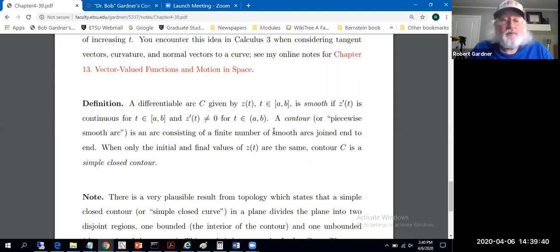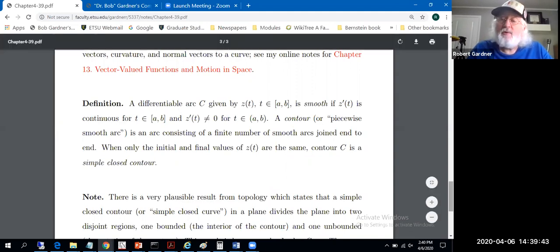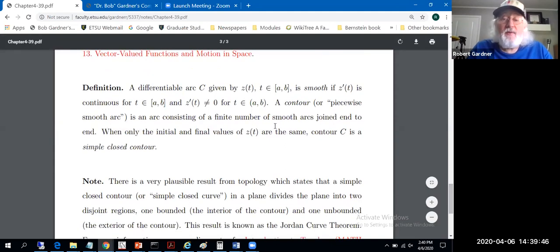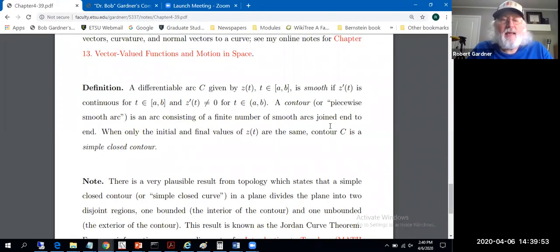A contour, also called a piecewise smooth arc, but we'll stick mostly with the lingo of contour, is an arc consisting of a finite number of smooth arcs joined end to end. So nobody said I can't have maybe sharp points in a contour, but we're going to have a nice smooth arc joining another nice smooth arc, joining another nice smooth arc. Where they join up, all bets are off. We are requiring continuity, but it could be we have sharp points, and we'll see some examples in the next section, I think it is, of contours that are only piecewise smooth. And you've probably dealt with this in applied math, or maybe even in some of the calculus stuff when we talk about piecewise smooth.